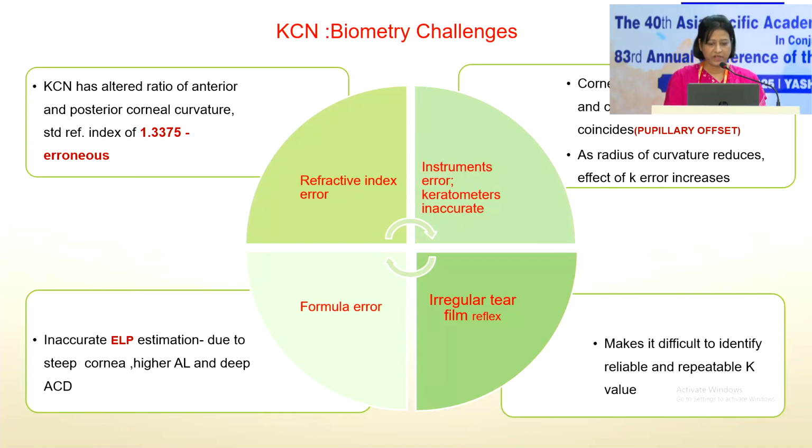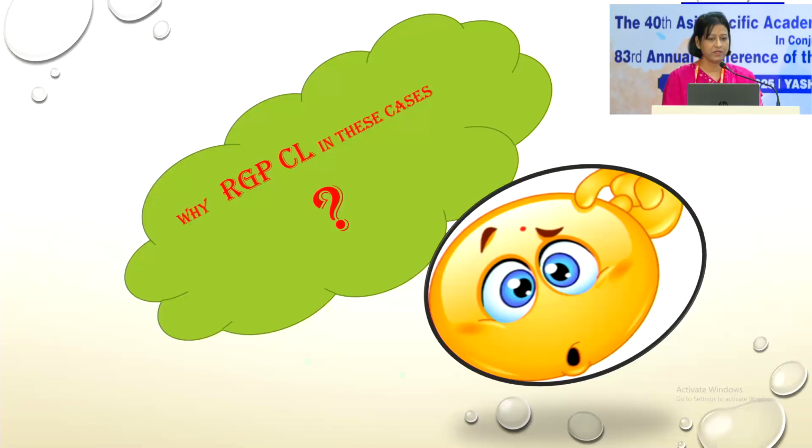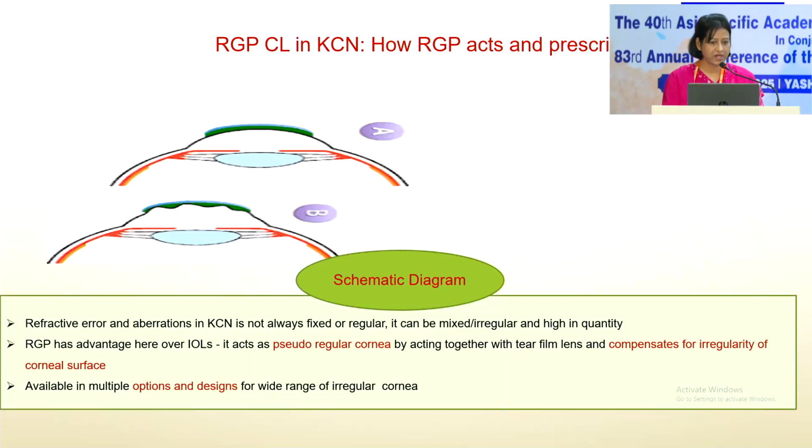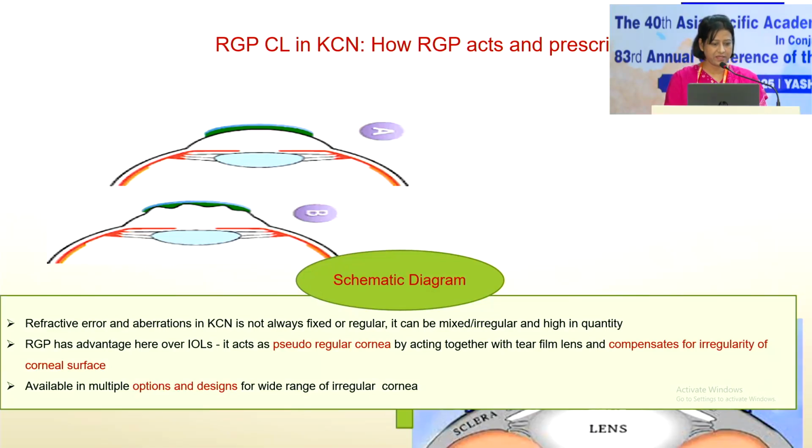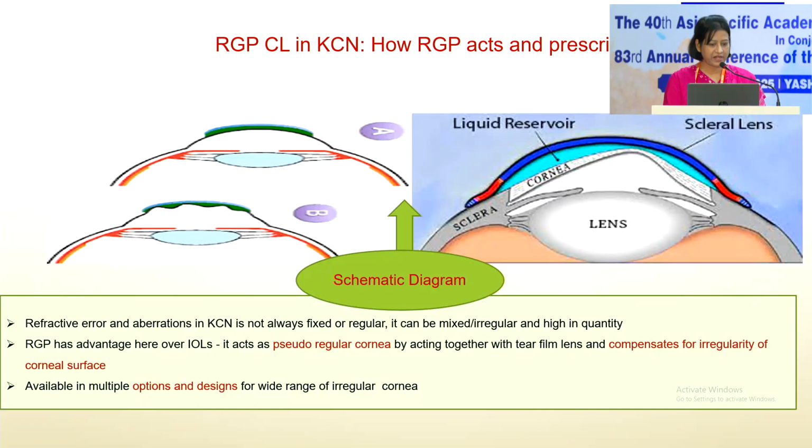There is some tear film irregularity which can also affect the repeatability and reliability of K reading. So why should RGP contact lenses be preferred in these cases? As we all know, an RGP contact lens acts as a smooth surface along with the tear film lens, and it helps to reduce the irregularity of the cornea.